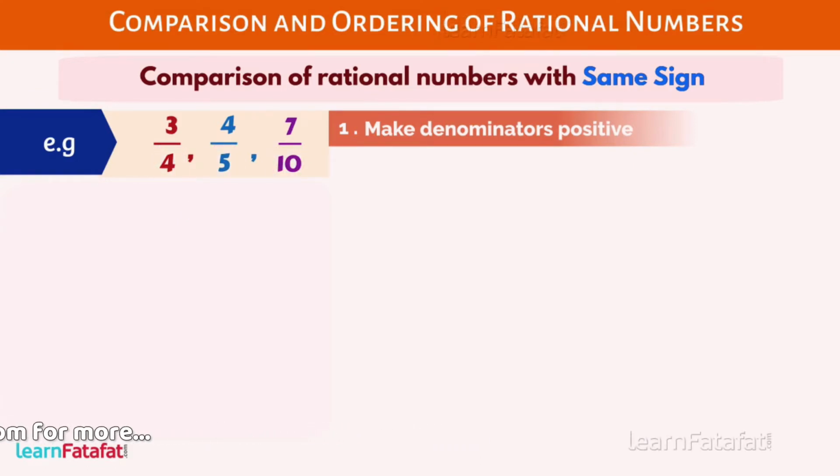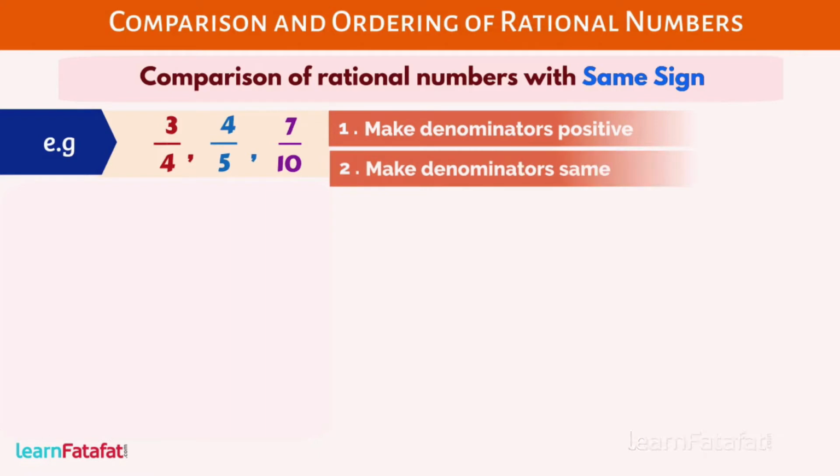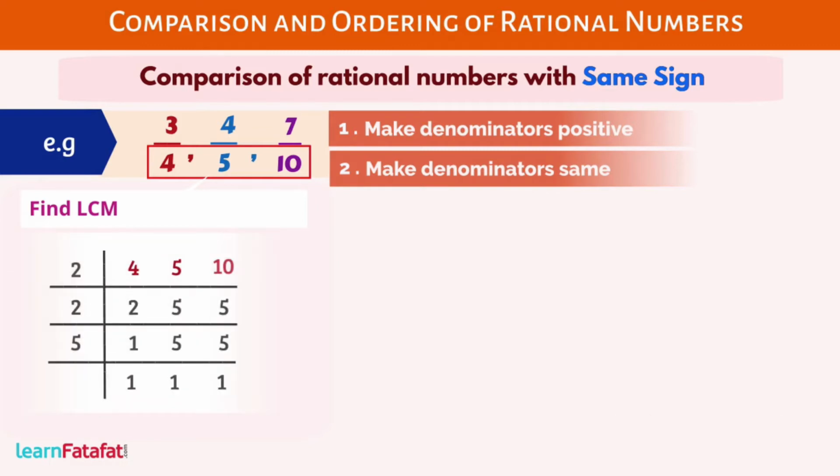Next we will check if they have common denominator or simply same denominator. Here denominators are different, so let's make them same. For that we will find LCM of denominators. We find it like this. So the LCM of 4, 5 and 10 is 2 into 2 into 5, which is equal to 20.